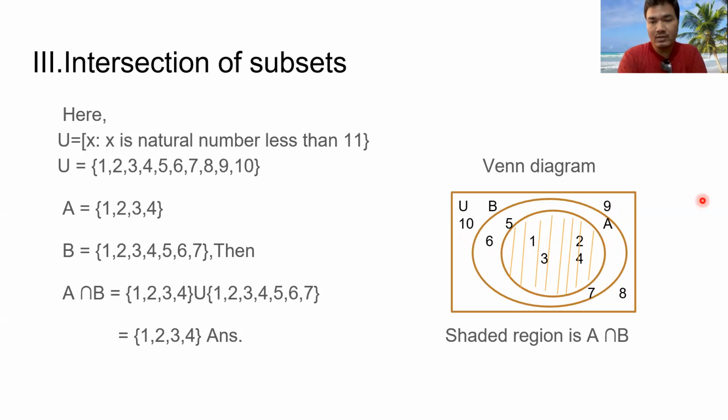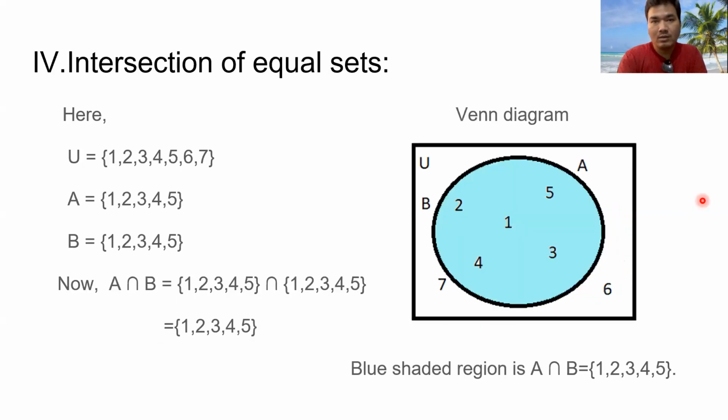Let's go to the next slide. And how to find the intersection of equal sets? Look here. The universal set is 1, 2, 3, 4, 5, 6, 7, and set A is 1, 2, 3, 4, 5, and set B is 1, 2, 3, 4, 5. Both sets A and B are equal sets. In such a case, how do we find the intersection?